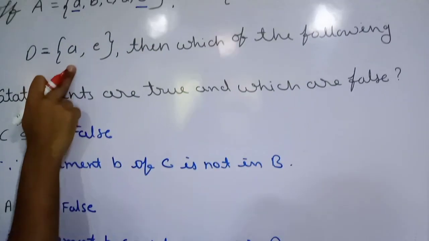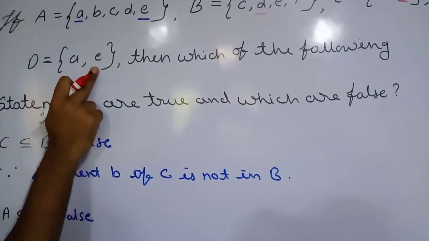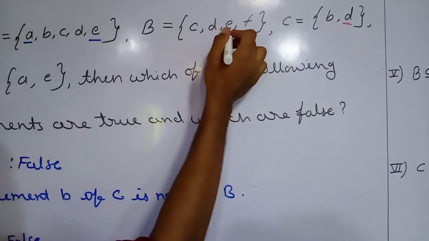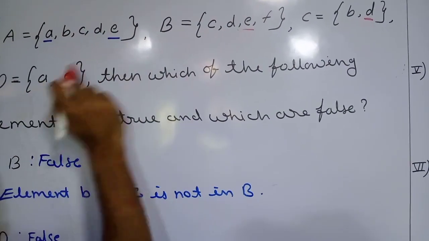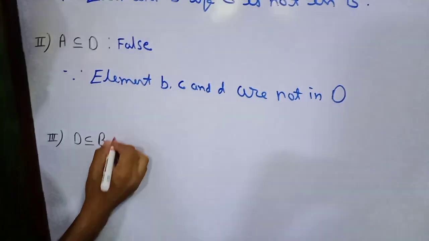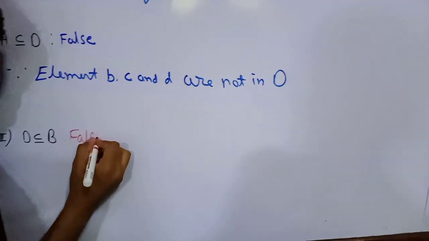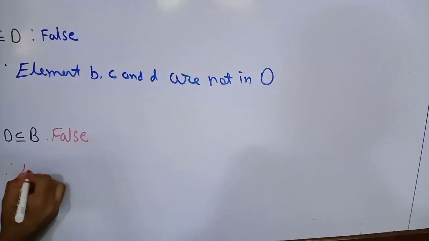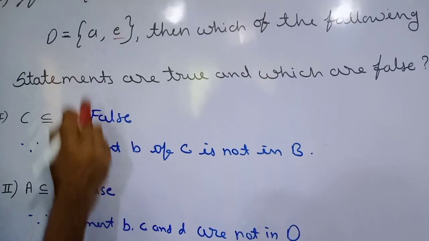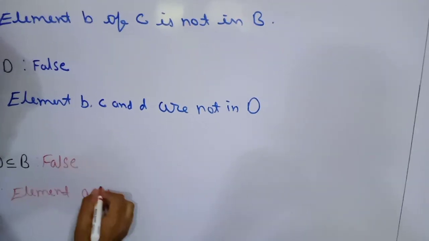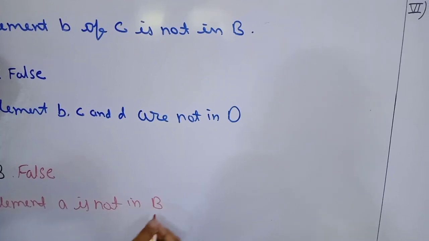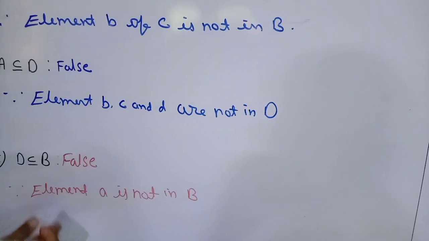Now the next one is D is a subset of B. In the D we have A and E. Let's check what we have in the B. We have E, yes, but we don't have A in the B. So A is missing in the B. So it is also false. Why? Because the element we are missing is A. So element A is not in B. Therefore it is false.